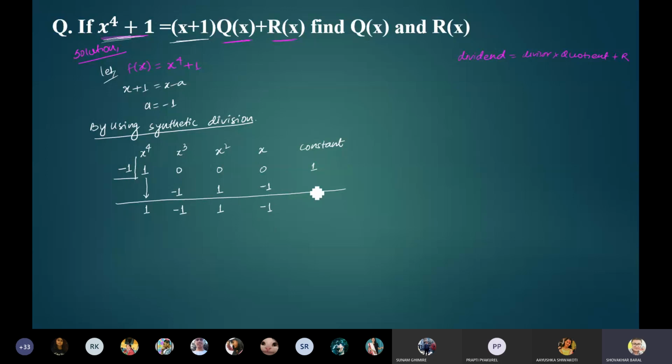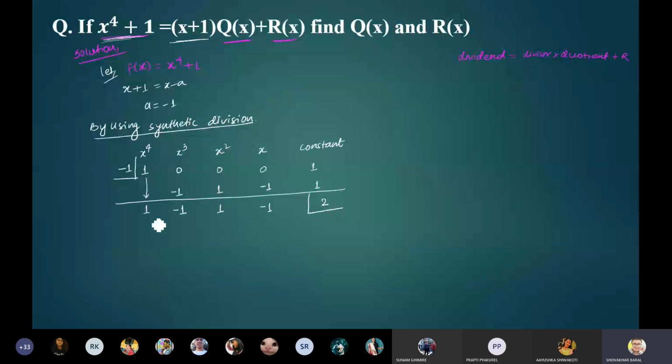Minus 1 times minus 1 will be equal to 1. So 1 plus 1 will be equal to 2. I hope you understand this. This is the remainder, and you will get the quotient from here. Just focus on these 3 lines.